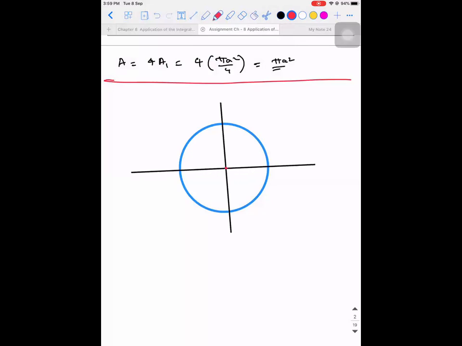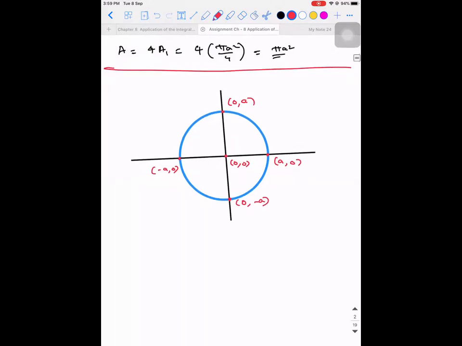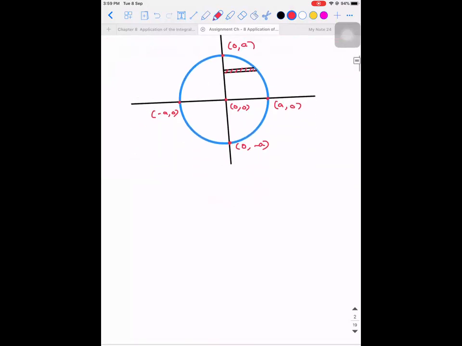Again, the same thing: 0, 0; 0, a; 0, minus a; 0, and 0, minus. Okay. So if I have to do it with respect to the y-axis, what kind of rectangle are we supposed to consider? Horizontal or vertical? Horizontal rectangle. You take a horizontal rectangle like this. Inside this, I'm shading this portion. So tell me how to solve.